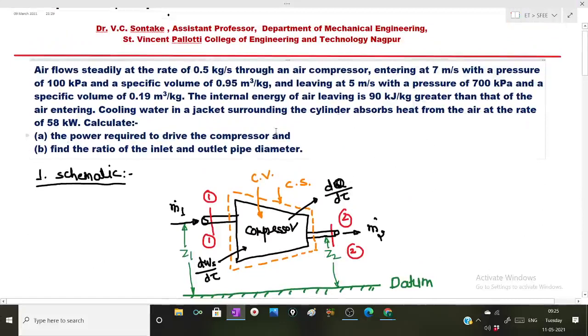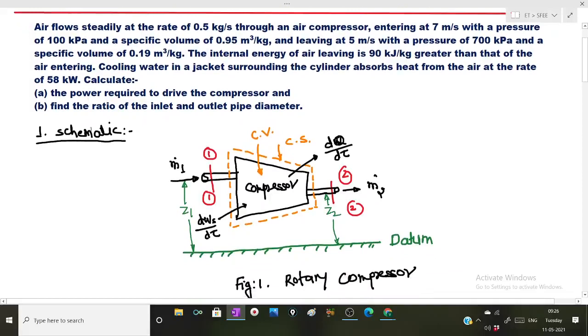Cooling water in a jacket surrounding the cylinder absorbs heat from the air at the rate of 58 kilowatt. Now here, what is happening? Air is entering at the mass flow rate of m dot. Then work input is supplied to this compressor. So air is being compressed and leaves the compressor at high pressure. So low pressure air is entering at the inlet 1, compression is done, and at 2 it is leaving as high pressure compressed air.